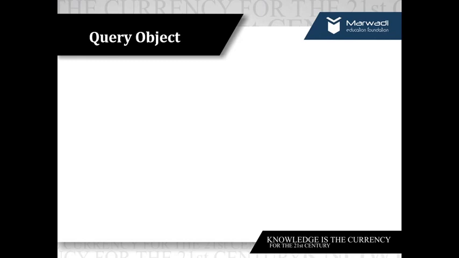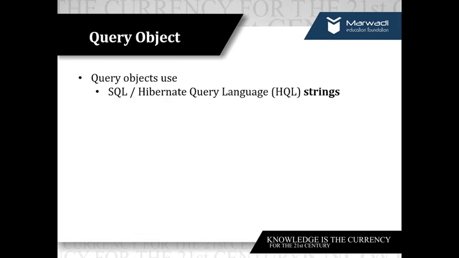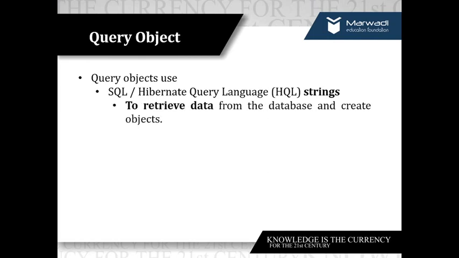It is a very simple object. The query object basically uses SQL or HQL strings. And what are these strings used for? To retrieve data from the database and also to create objects. Yes, we'll see some part of the strings. We need to write some SQL queries in some part. Not full SQL queries will be needed, but some part of an SQL query will be needed when we create query objects, which you will see while making the programs.